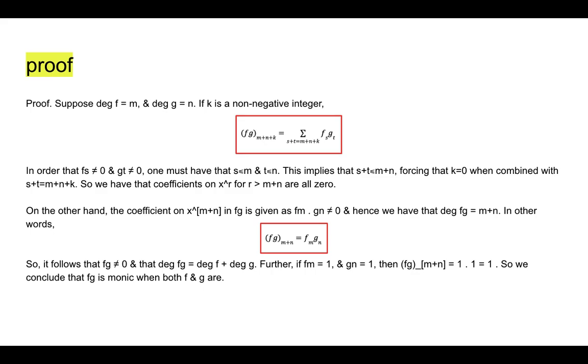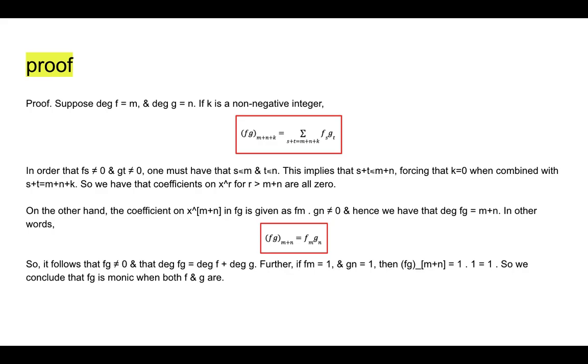Now, in order that we get non-zero terms fs and gt, so that the product fs times gt is non-zero, what we need is that s is not exceeding m and t does not exceed n. This now implies that the sum s plus t is at most m plus n. And when we combine that with the condition that s plus t equals m plus n plus k, what we're left with is that k has to be 0. There is no other choice. So we have that coefficients on x to the power r are 0 for r greater than m plus n.